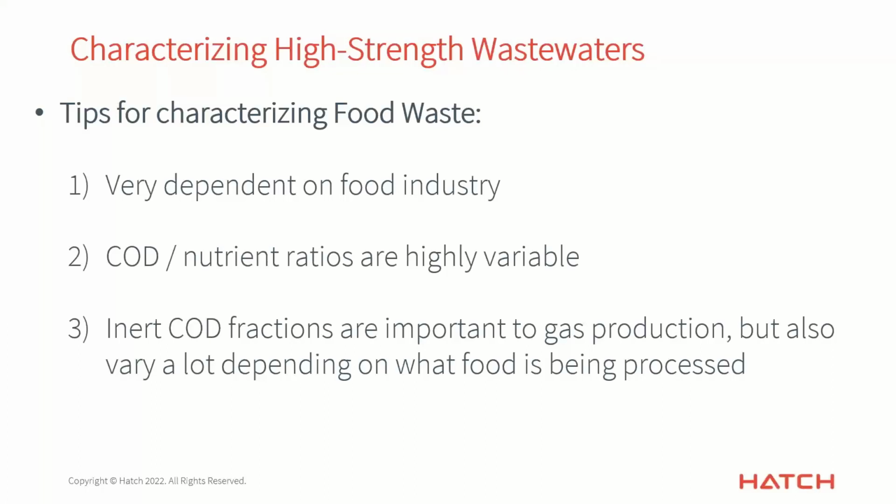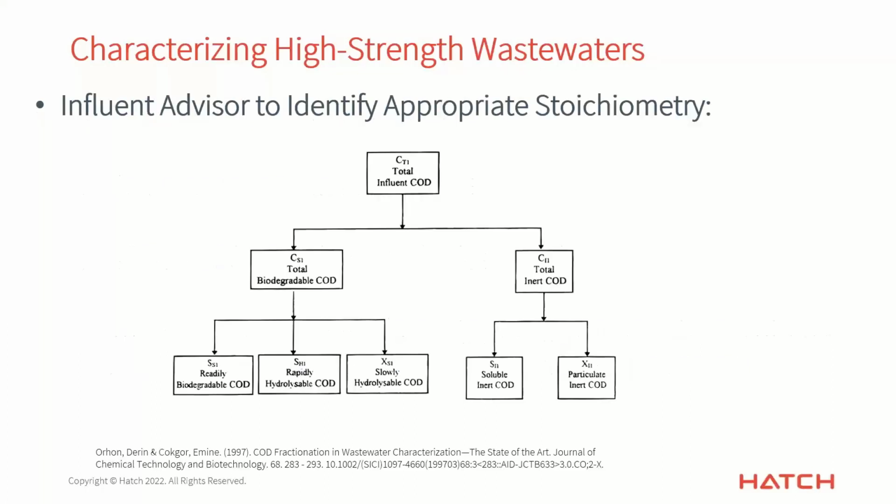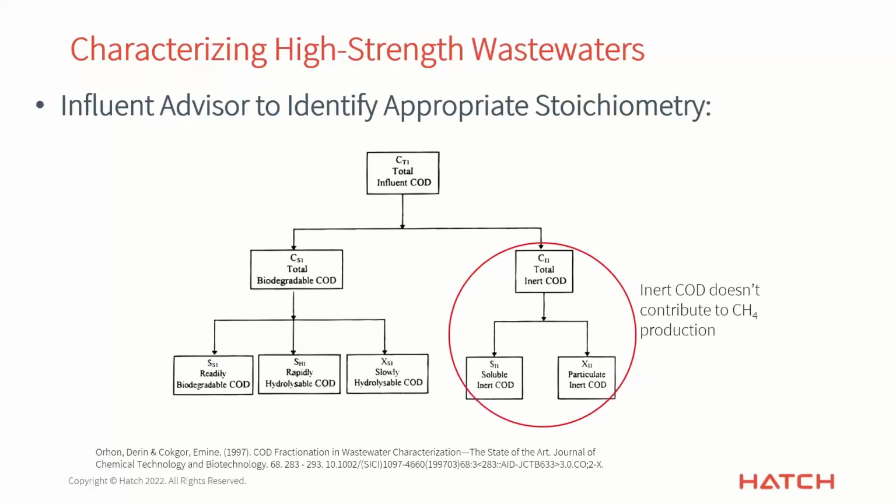One other key thing to keep in mind is that the inert COD fraction of the COD coming in is really important to your gas production. It might vary a lot depending on what kind of food is being processed there. If I look at the total amount of COD that's broken into the inert and biodegradable parts and all of these other parts that make up our model, that inert side doesn't really contribute anything to methane production.